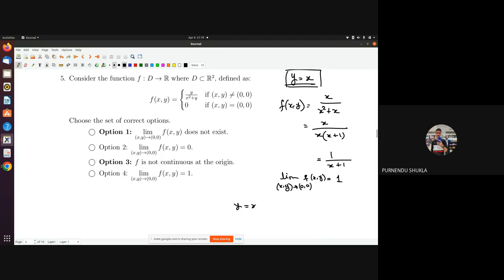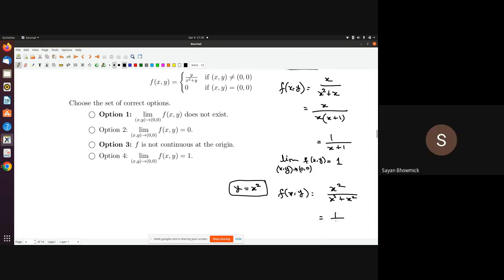Another one, you have said y equal to x square. Let's take that. Then my function is x square upon x square plus x square, so it's 1 by 2. Oh no, sorry, it was x square. So it is 1 by 2.